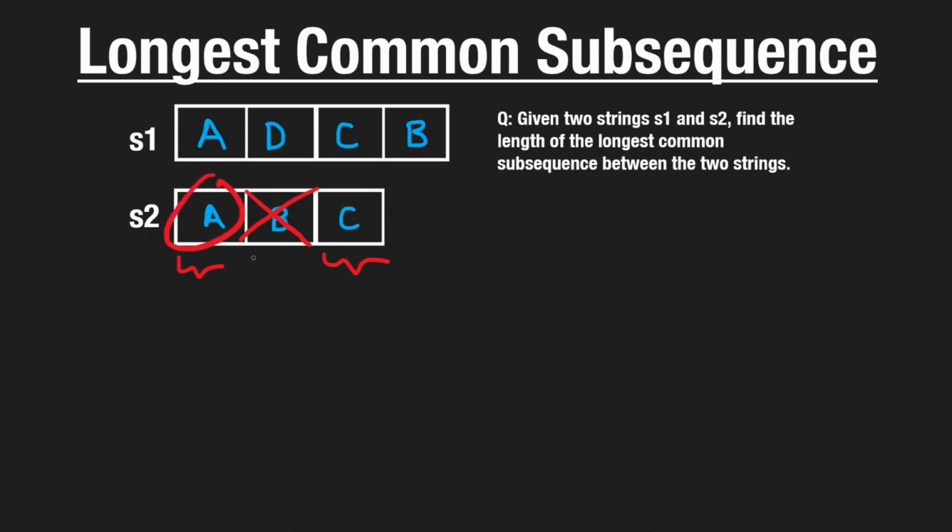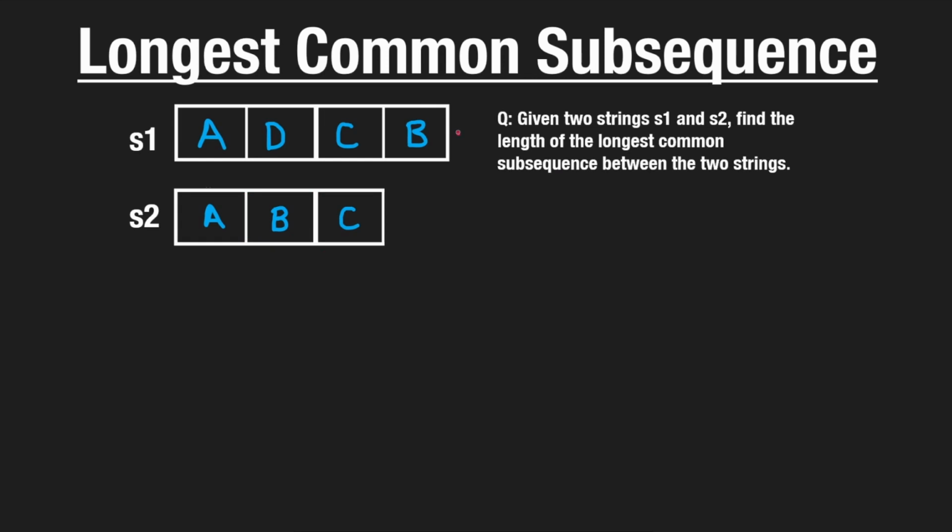But the thing about a subsequence is that the relative order does have to be maintained. So for example, here AC is a subsequence of S2, but we can't say that CA is a subsequence. It's a subset of these characters, but it's not a subsequence because the order does matter when we're talking about subsequences. That's the difference between a subset and a subsequence.